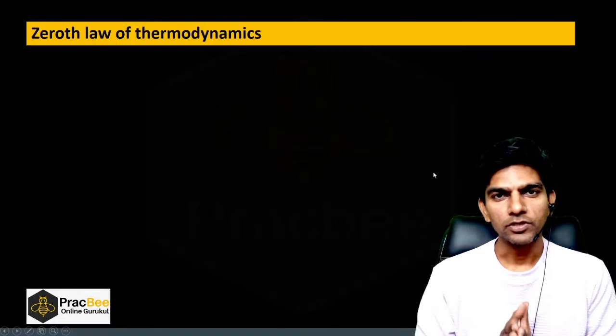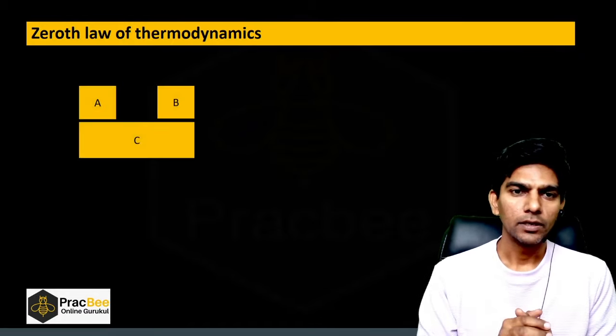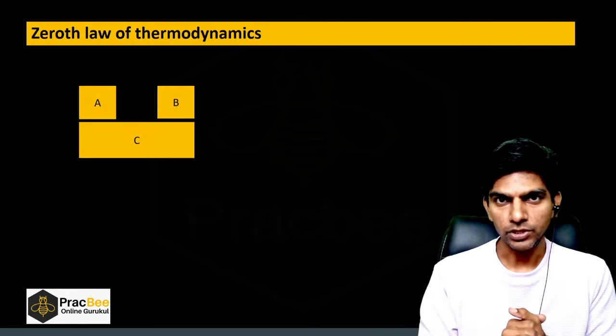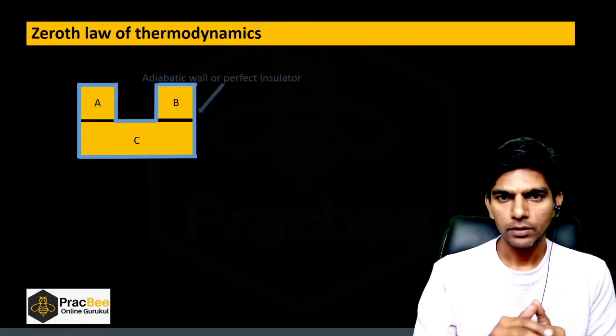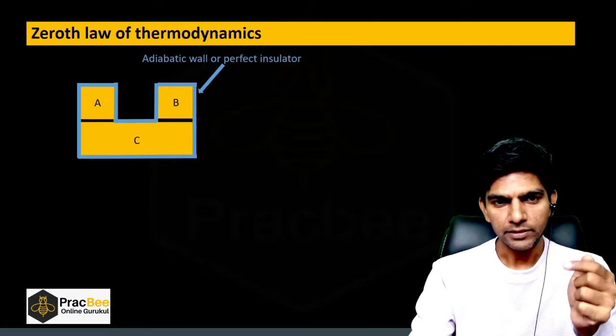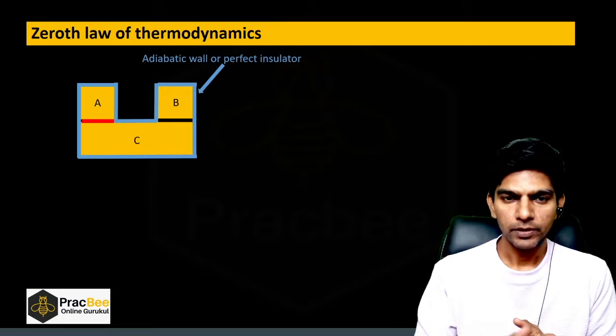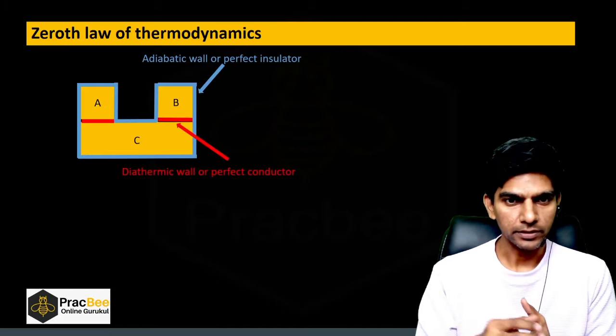So in the zeroth law of thermodynamics, let us say we have three thermodynamic systems A, B and C, and they are at different temperatures initially. Now we have covered these three systems with an adiabatic wall, which is nothing but a perfect insulator. Now we have connected A and C with a diathermic wall, and B and C with a diathermic wall. And what is a diathermic wall? It is a perfect conductor.